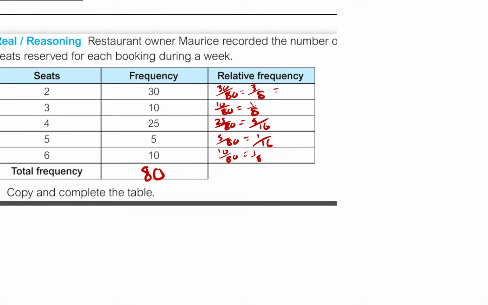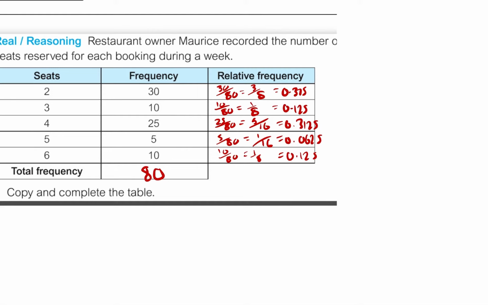And when we convert this to a decimal, we're going to get 0.375, 0.125, 0.3125, 0.0625, and the last one, 0.125.